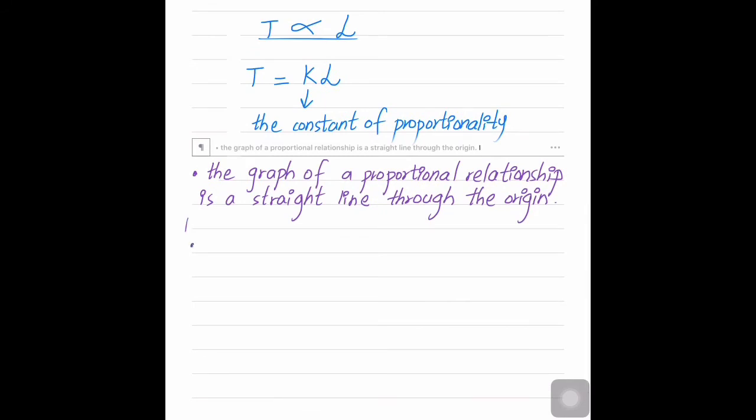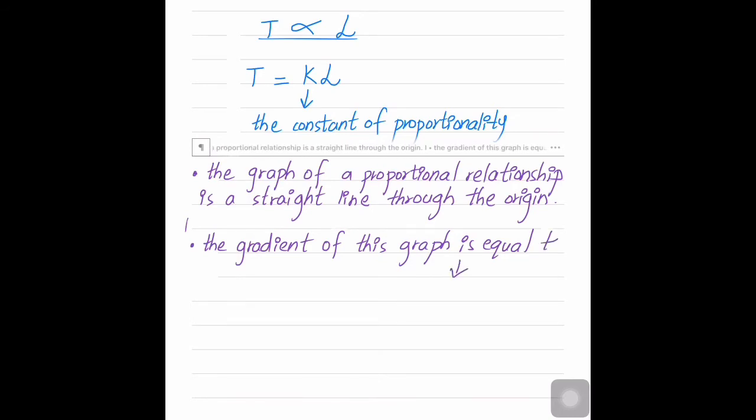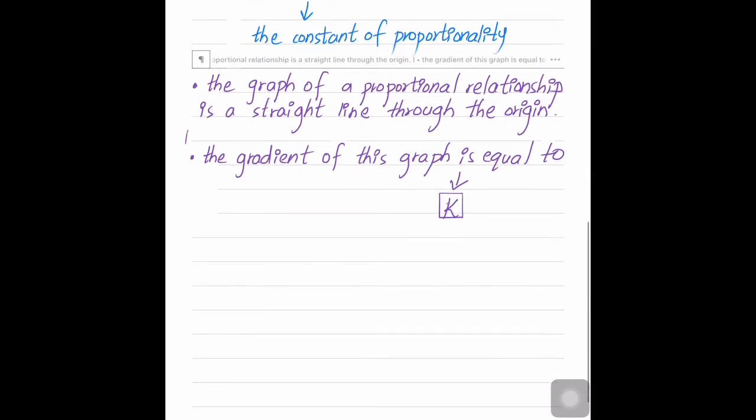And there's another thing. The gradient or the slope of this graph is, drum roll, what do you think it is? Well, it's equal to the constant of proportionality. It's equal to none other than k. And as we know, k is the constant of proportionality.